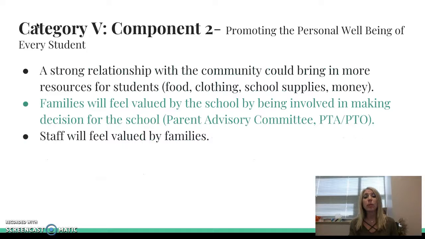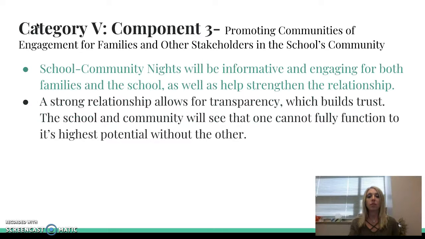A strong relationship with the community can bring in more resources for students. It can bring food donations, clothing donations, school supplies, and money for the school and for the students. And the families will feel valued by the school by being involved in making the decisions. If you have a parent advisory committee or a PTA or PTO, we're valuing their opinion. We're taking it into consideration and making these decisions with them. And the staff will feel valued by the families. They won't feel like it's all on their shoulders anymore.